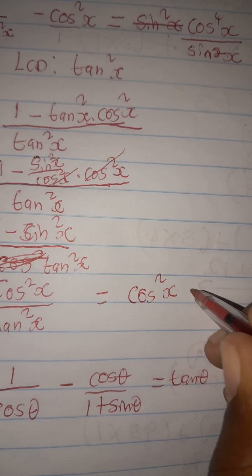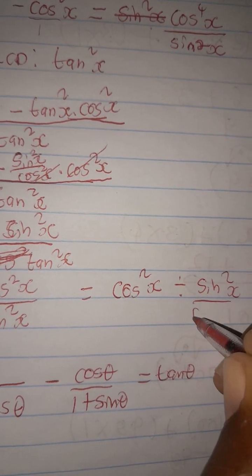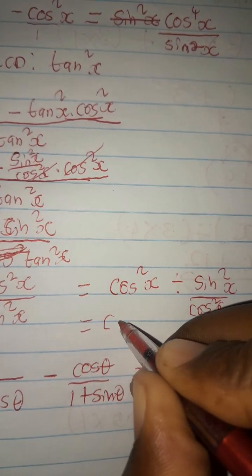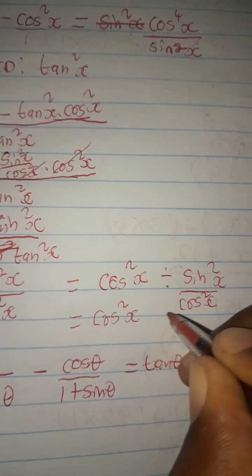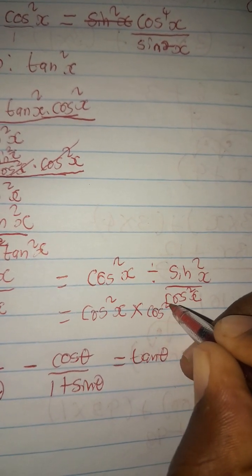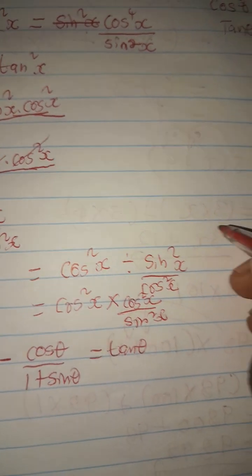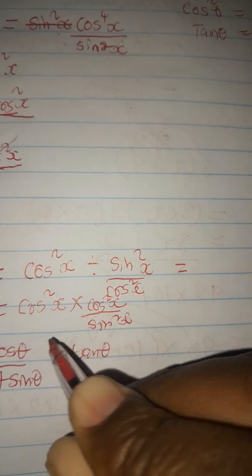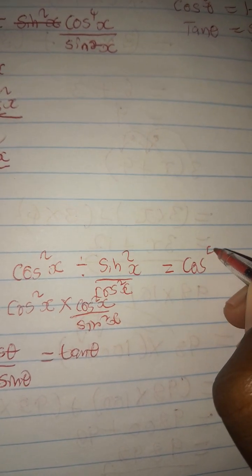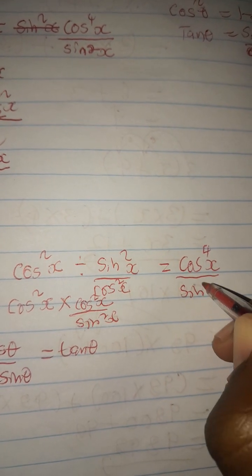In other words, let's say divided by sine squared x all over cos squared x. So to get rid of this, we need to use its inverse. So it's cos squared x multiplied by cos squared x divided by sine squared x. Okay, so let's continue further. Cos squared times cos squared is cos to the power of 4x. Cos to the power of 4x divided by sine squared x.